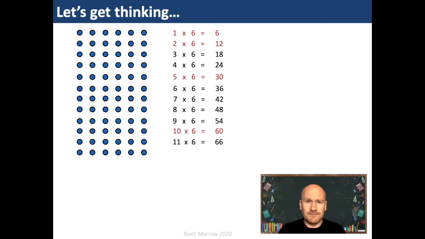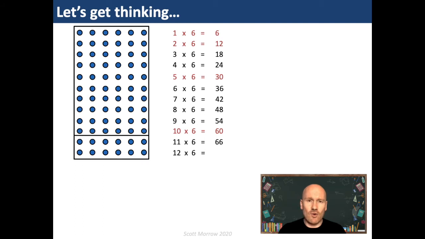12 rows, we've got the 10 rows that we know, plus an extra 2 rows this time, which gives us 72. I didn't have to go through the times table stations in order to get there. I can use what I know and add them together. I'm making connections. Now, can we use that to extend this?